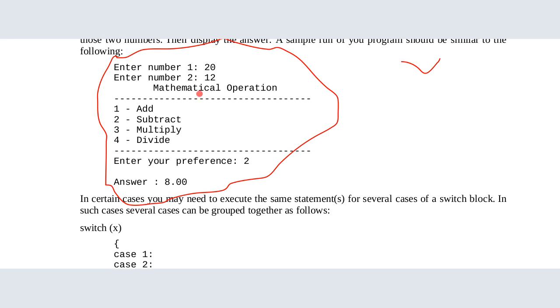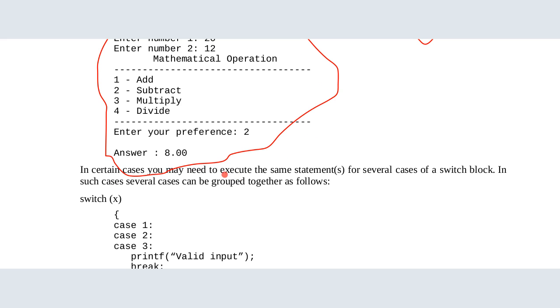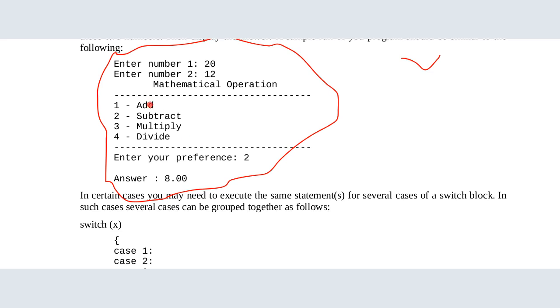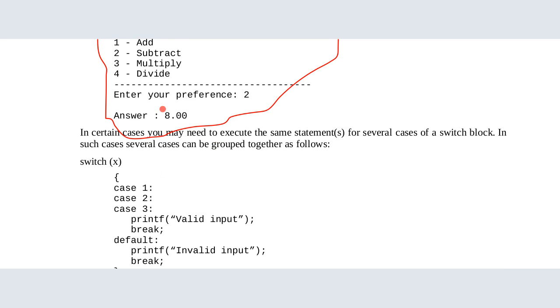So enter number, then the mathematical operator, you give the choices, then you ask for the preferred operator that the user would like to use. Okay. So you'll have case one representing addition, case two representing subtraction, case three representing multiplication, and case four representing division. Then the default case will be something like invalid input or incorrect operator.